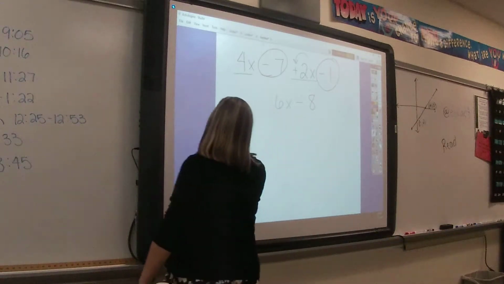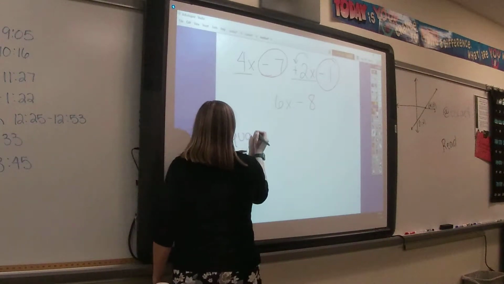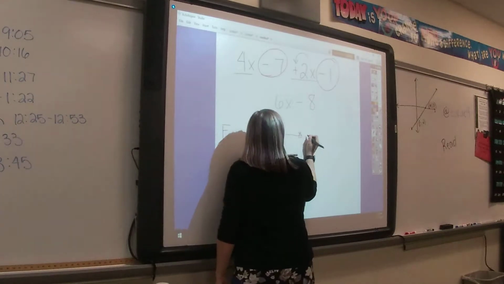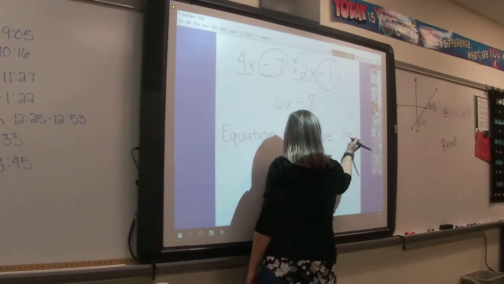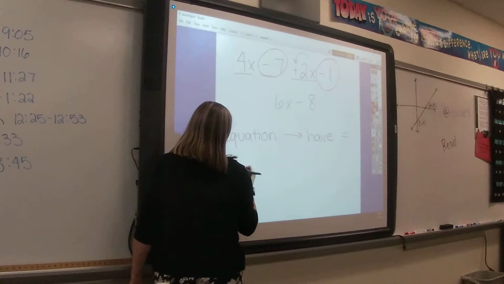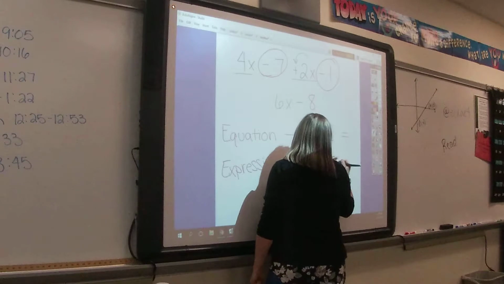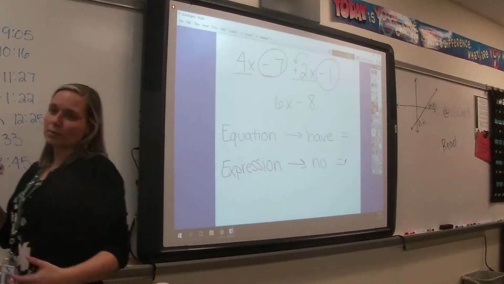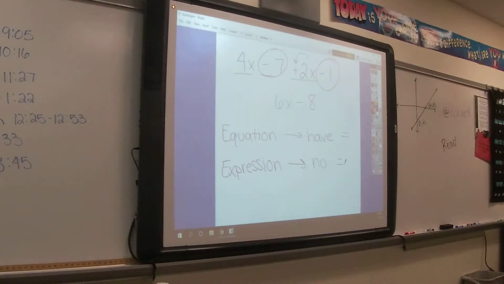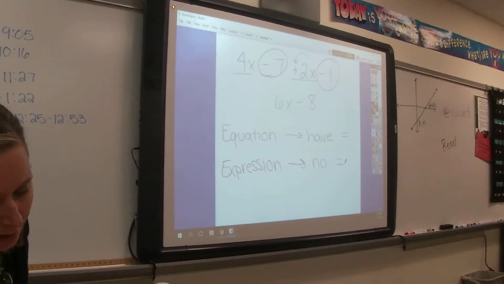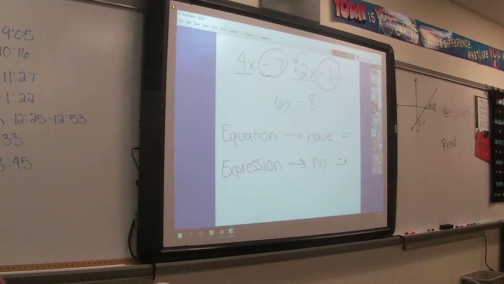Okay, so if we have an equation, we have an equal sign. And if we have an expression, there is no equal sign. Now, there could be more letters or numbers or operations or whatever else floating around in there, right? But it is all based on the key fact of there being an equal sign or no equal sign. Opposites.